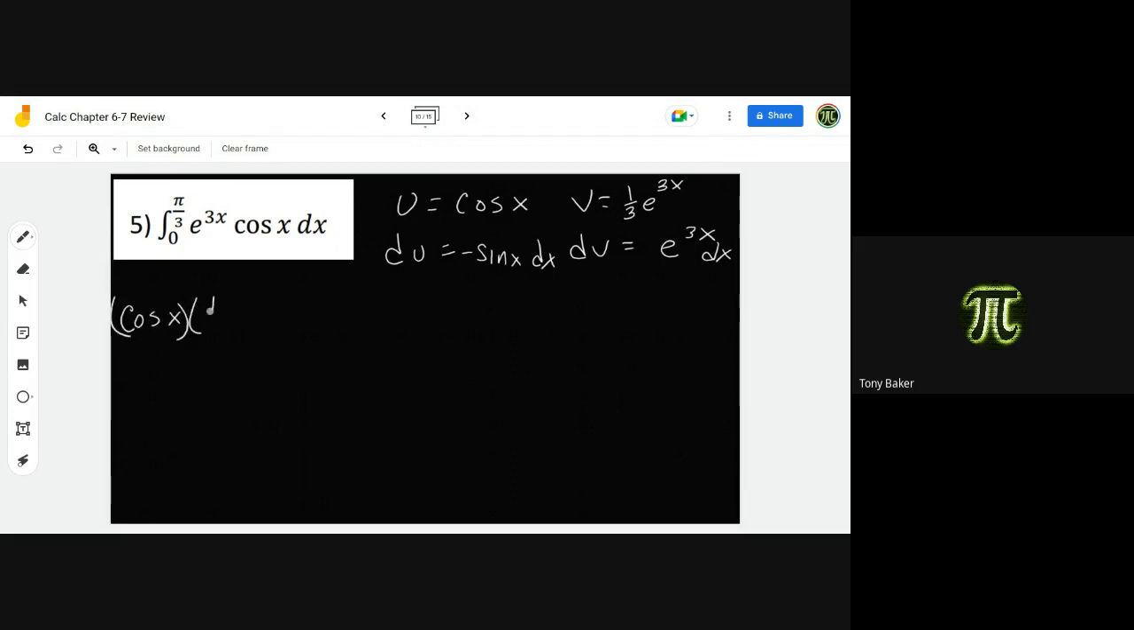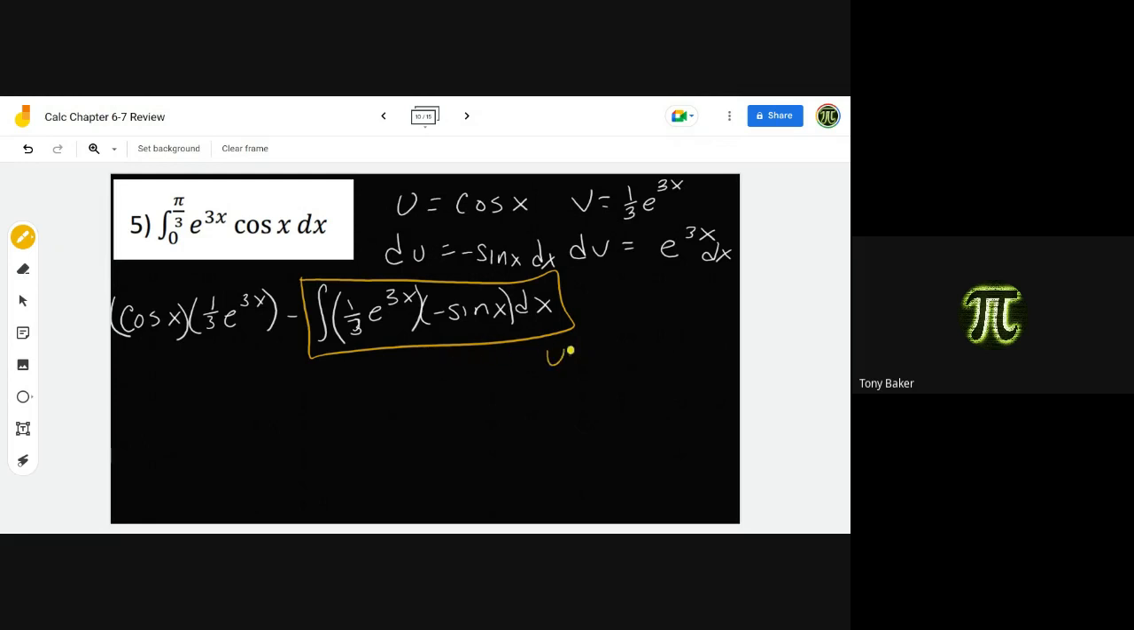So I've got cosine x times 1/3 e to the 3x minus the integral of 1/3 e to the 3x times negative sine x dx. All right, so we've got to do our integral again. We do have to do integration by parts again for this one, on this part here. So again, same thing. My u is now negative sine x. So my du is negative cosine x dx.